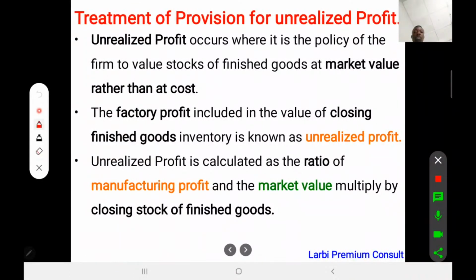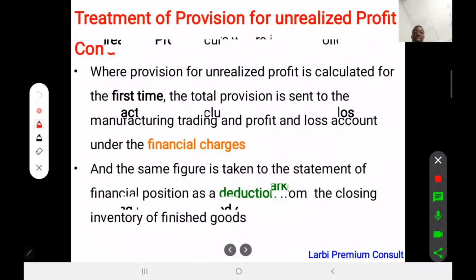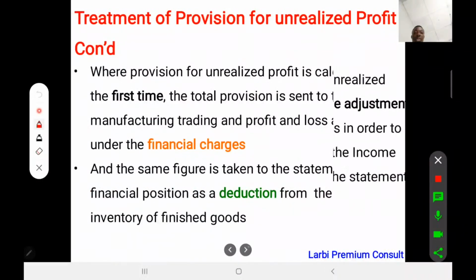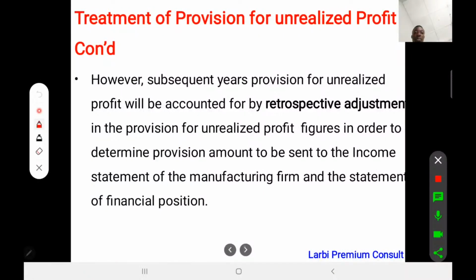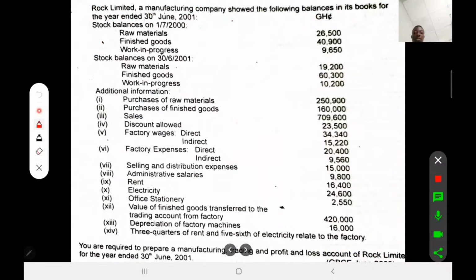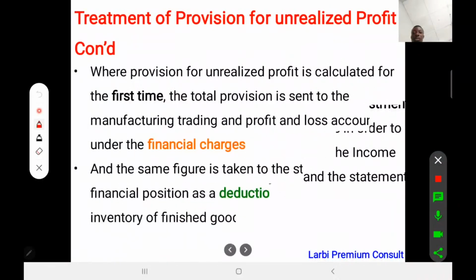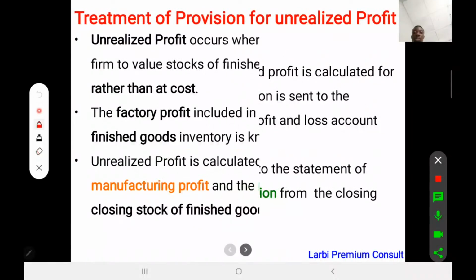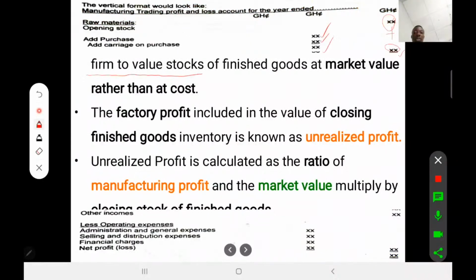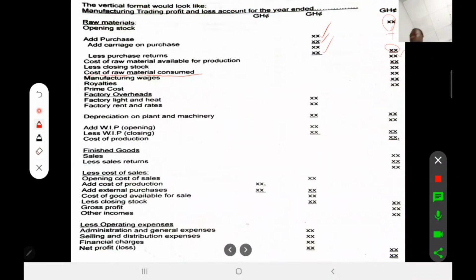We also have treatment of provision for unrealized profits actually. So we will go through them, but they are not all that difficult. I think you can go through them so that we can move on. So from there we can have some questions to solve. If you have any question, let me know before I know whether to continue or to end here, so that we continue our discussion, God willing, tomorrow. Is there any question?